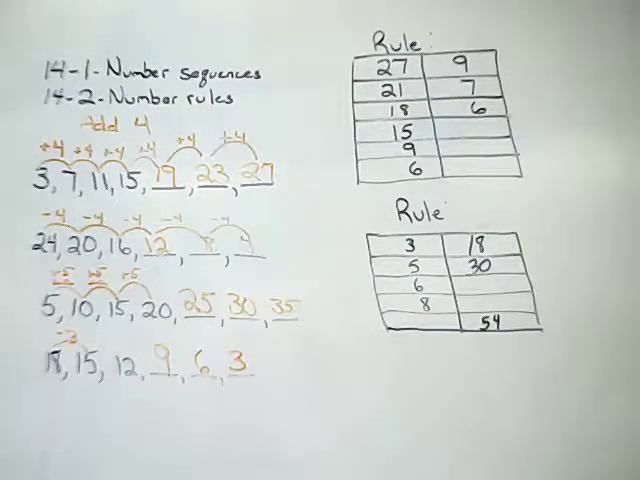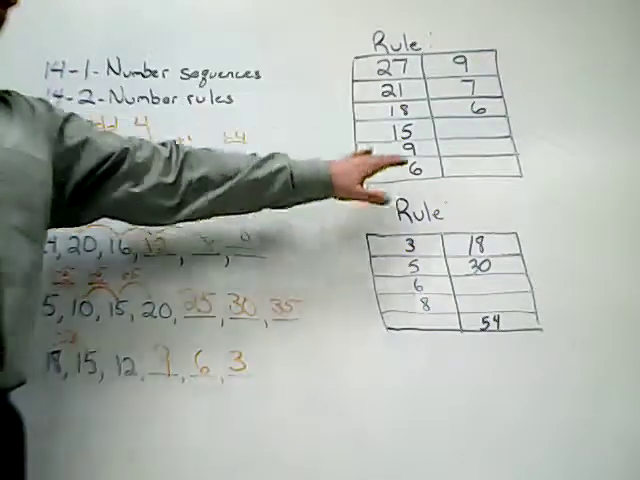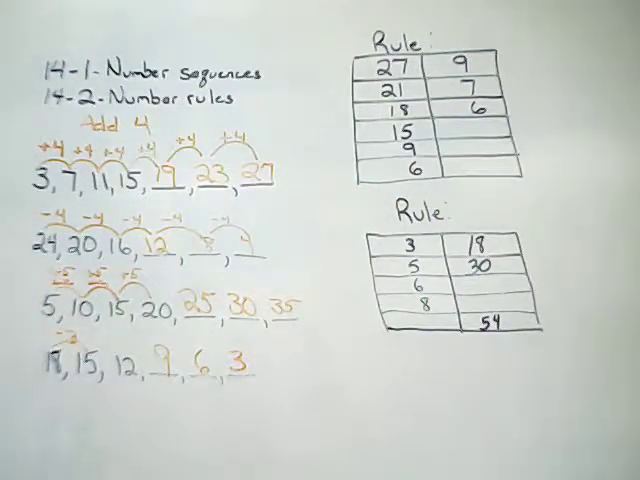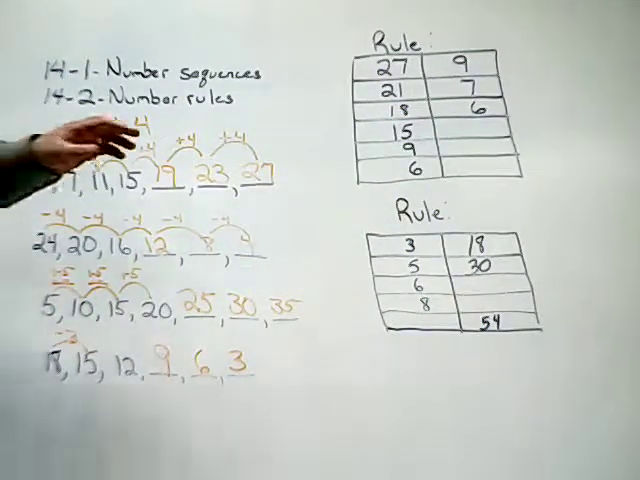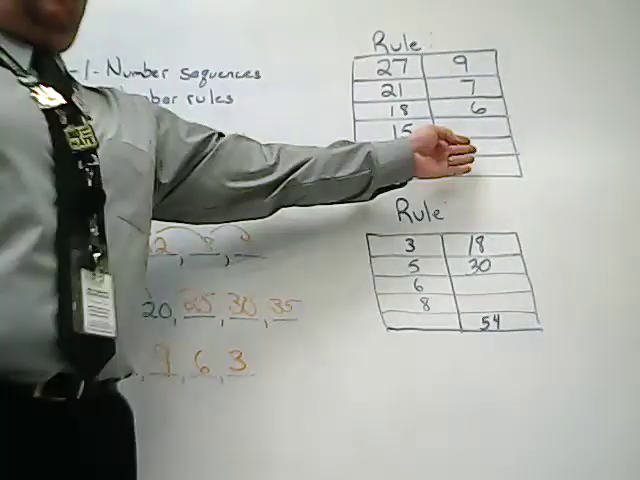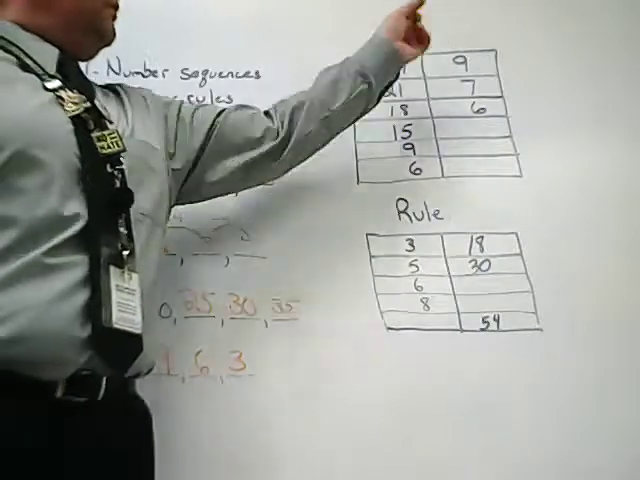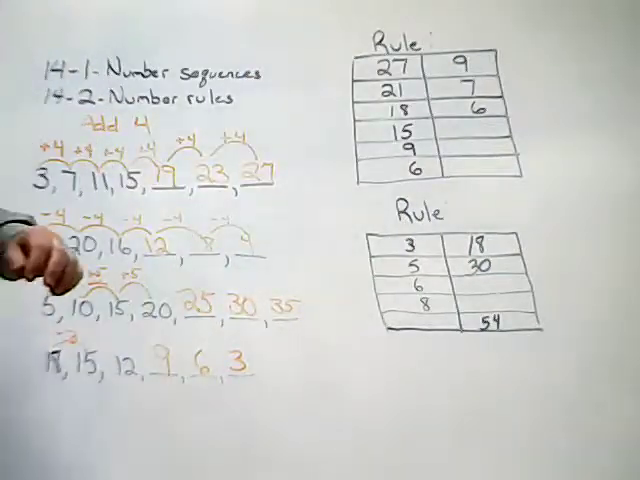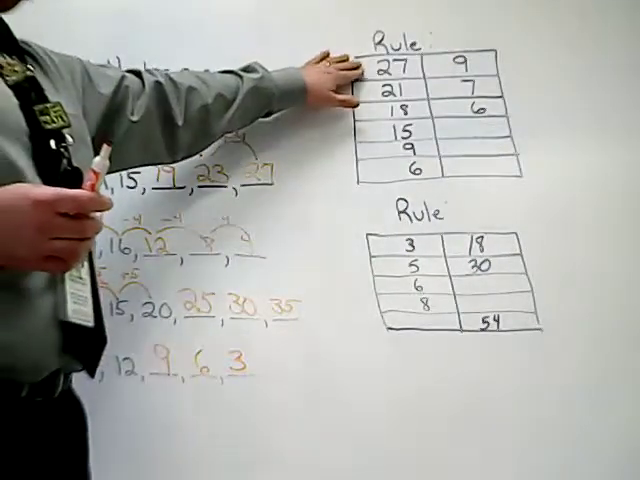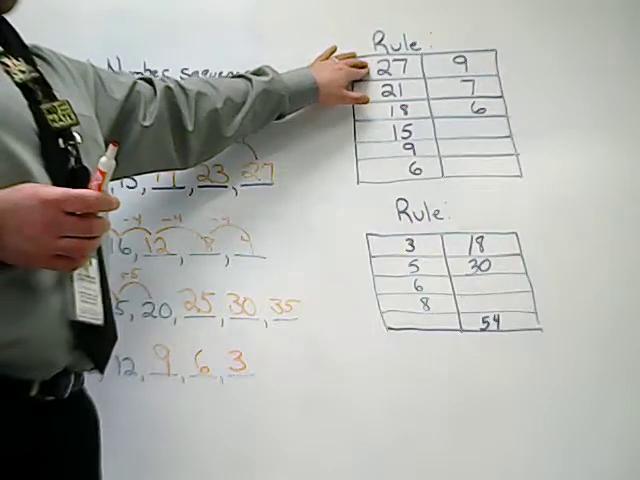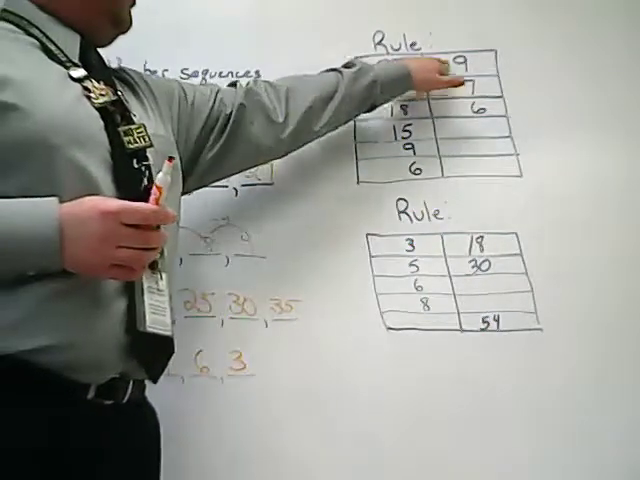Now on 14-2, titled Number Rules, your book will always give you what the rule is. However, I'm not going to make things that easy. So what I'm going to do here is tell you where I'm starting and where I finish, and we are going to figure out the rule together. So I'm starting here at 27. I call this my ins. Coming out, I'm getting a 9.